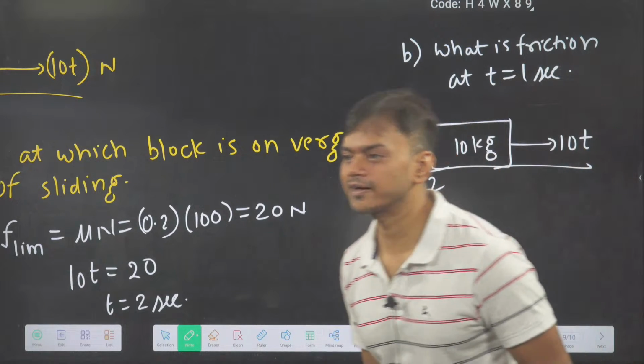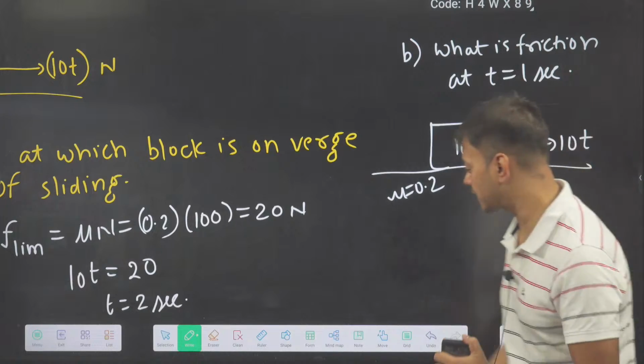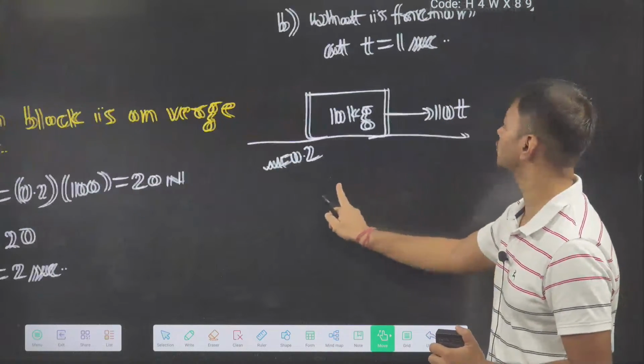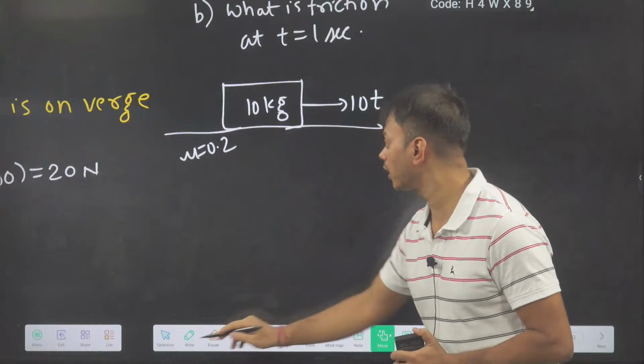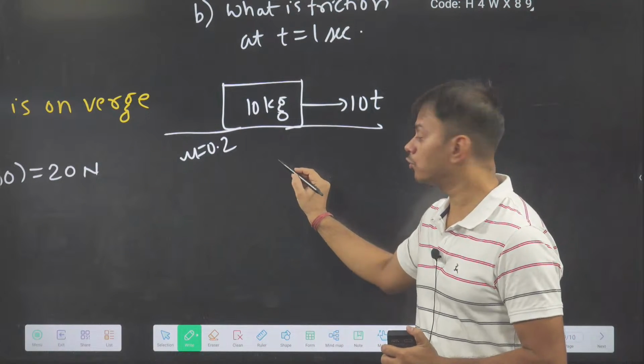What is the value of friction at t equal to 1 second? At t equal to 1, is the object moving? Just tell me, is the object moving? You all can say, no sir, it is not moving. Why? Because the step, you all know the step.